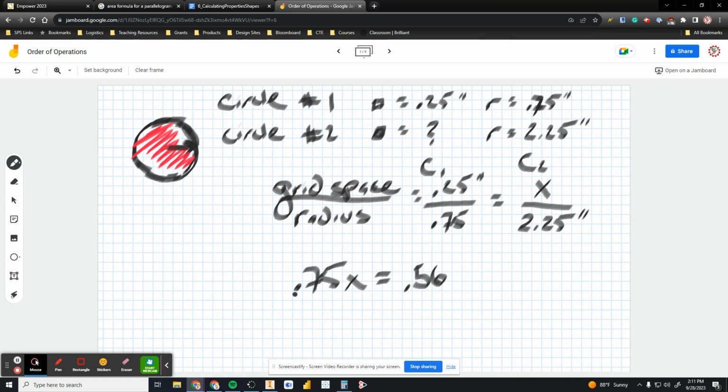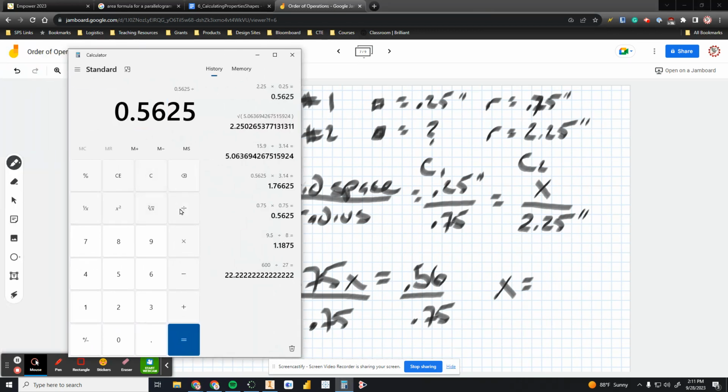All right. So we need to get x by itself. Right now it's being multiplied by 0.75. To get it to the other side, we have to do the opposite of multiplication, which is division. So x is going to be whatever that is divided by 0.75. Ooh, 0.75. Nice.